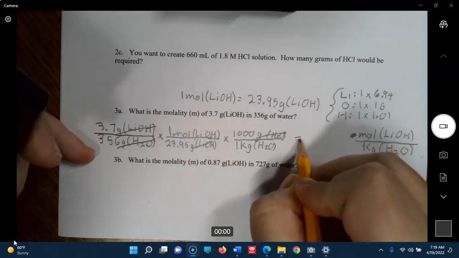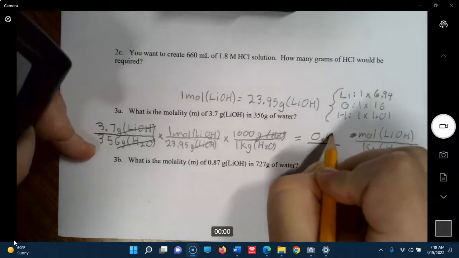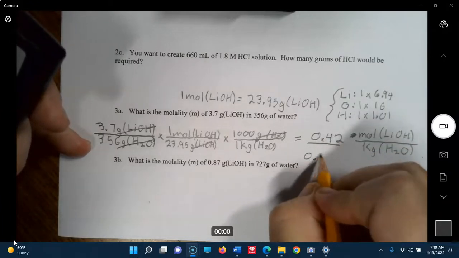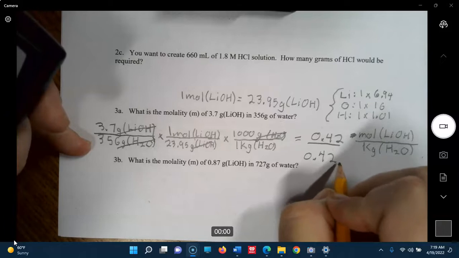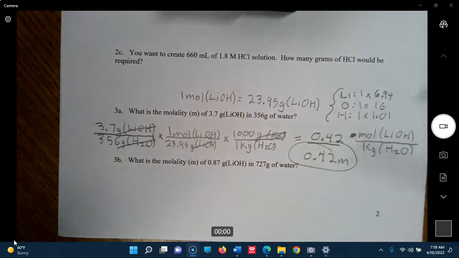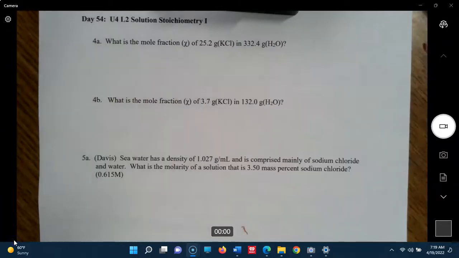And what we get is equals 0.42. Okay, and that is a molality, so 0.42 small m is your final answer. Okay, you go ahead and do 3b. It's the same thing. Okay, number 4a, what is the mole fraction?